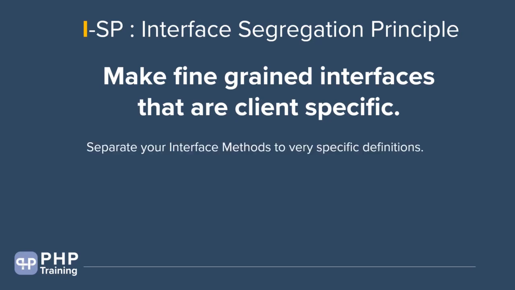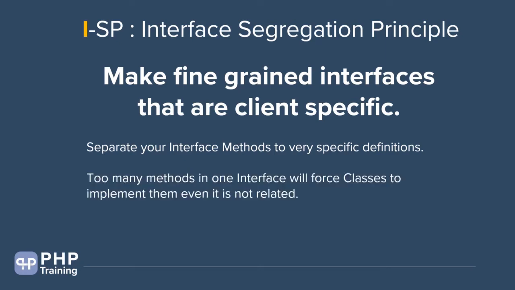Separate your interface methods into very specific definitions. That's what the interface segregation principle means. You have to segregate your interfaces. If there are methods that don't really fit into that interface, you have to segregate your interface. Your interface should be a fine-grained interface, meaning it should be very specific to the implementing class. When a class implements this, it is very related to that class. So that's why it has to be a very specific definition.